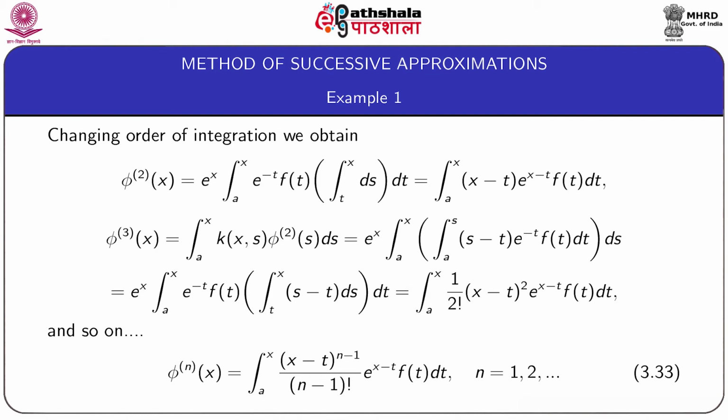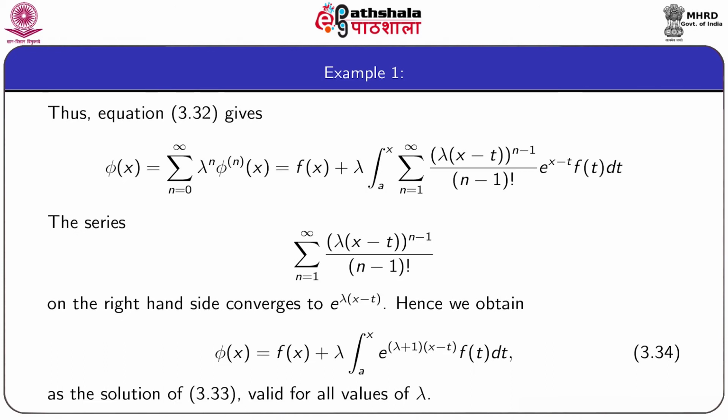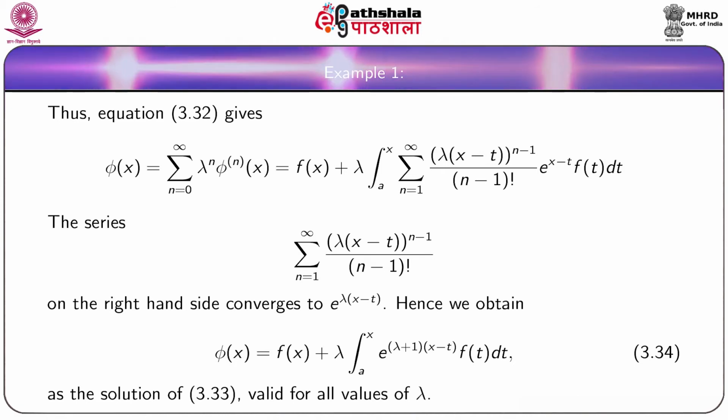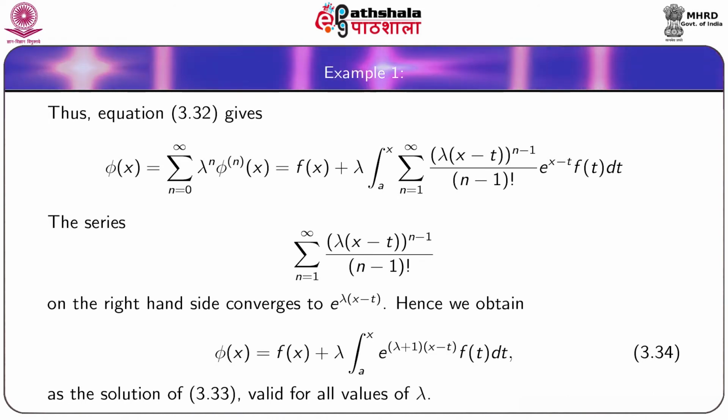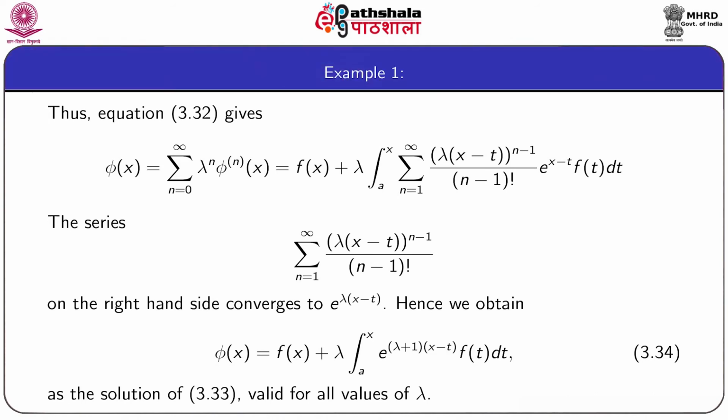Now, if I substitute the values of phi superscript n x from equation 3.33 in the Neumann series solution, then we get phi x equal to summation n equal to 0 to infinity lambda to the power n phi superscript n x. In this series, I separate out the term corresponding to n equal to 0, that is phi superscript 0 x, which is equal to f x, plus summation n equal to 1 to infinity lambda to the power n phi superscript n x.